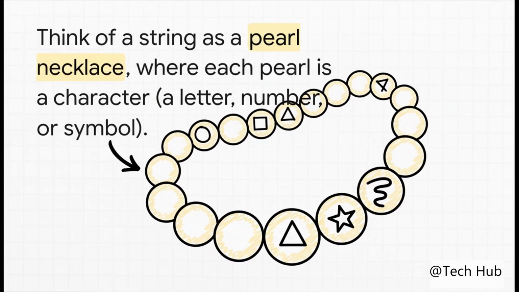Now, to make this idea really stick, we're going to use a simple analogy for this whole explainer. A pearl necklace. Trust me, it's a fantastic way to picture how strings are put together and all the cool things we can do with them.